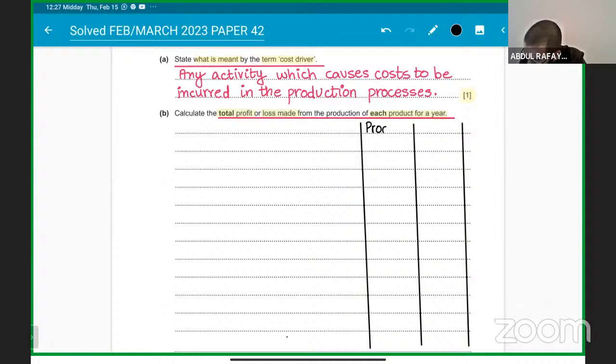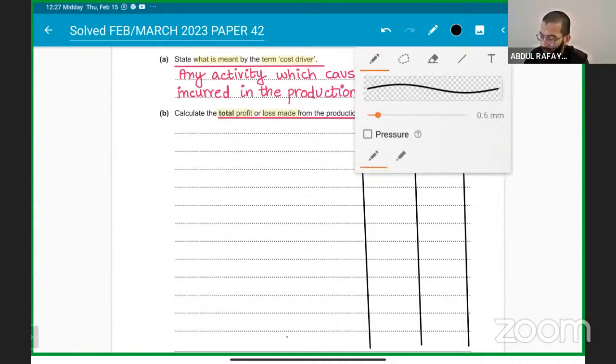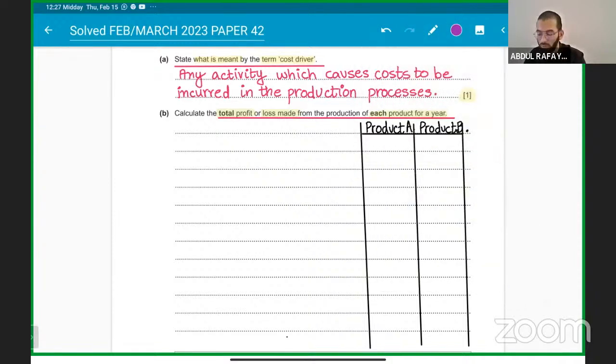Product A and product B. Okay, understood. Got it. Any problem? Product A and product B. And we are finding out the total cost and profit for this. Any questions? Let me know.